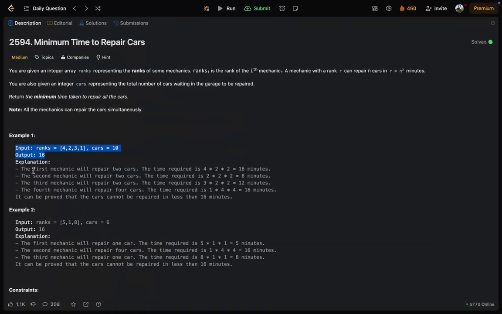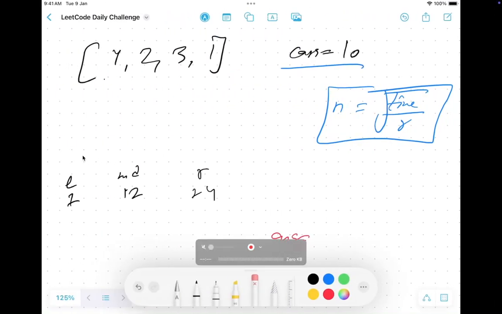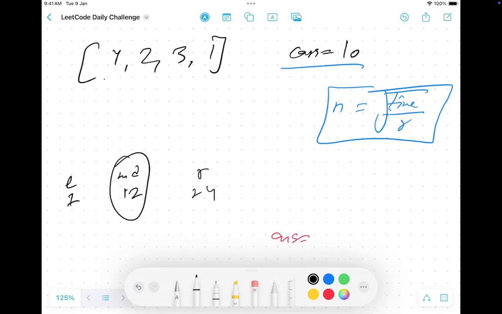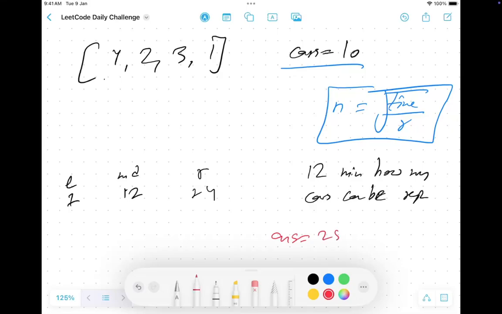Because the actual answer is 16. So 20. Okay, so we have 12, right? We have 12, not 25. We have 12 minutes. Under 12 minutes, how many cars can be repaired? And my answer is 25 for now, and I am checking for 12 minutes. Under 12 minutes, how many cars can be repaired?